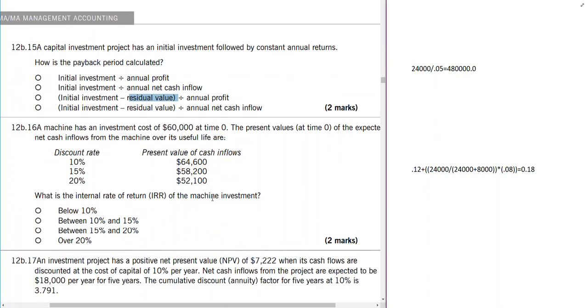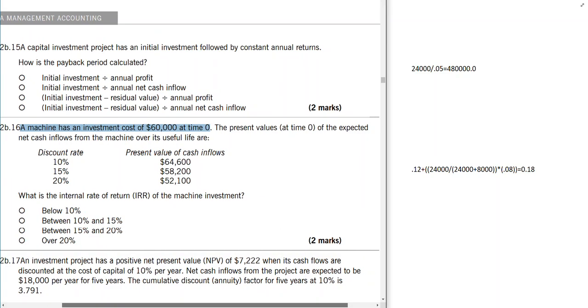What is the IRR of the machine investment? A machine has an investment cost of 60,000 at time 0. The present value at time 0 of the expected net cash flow from the machine over its useful life, discounted at 10%, gives us 64,000. This is present value, not net present value. Always focus on that. This is 64,000. If we take 64,000, we minus the initial investment, then it will give us NPV.